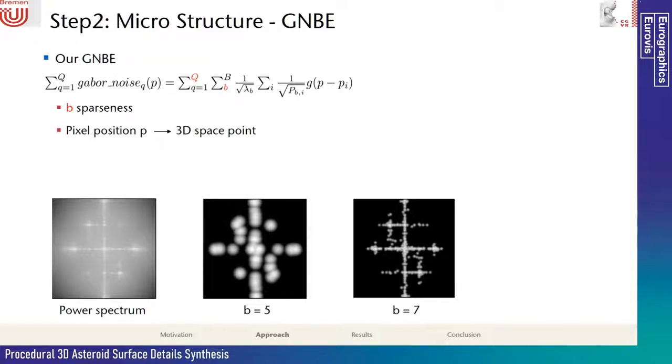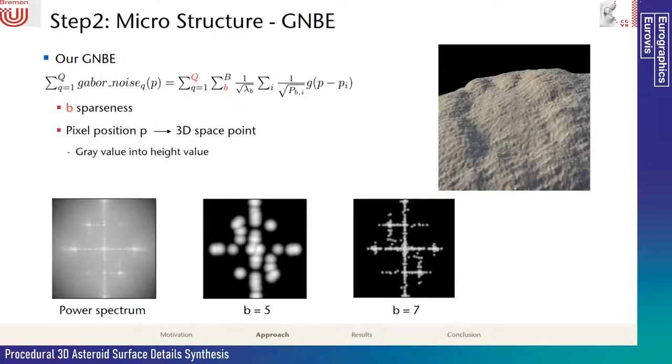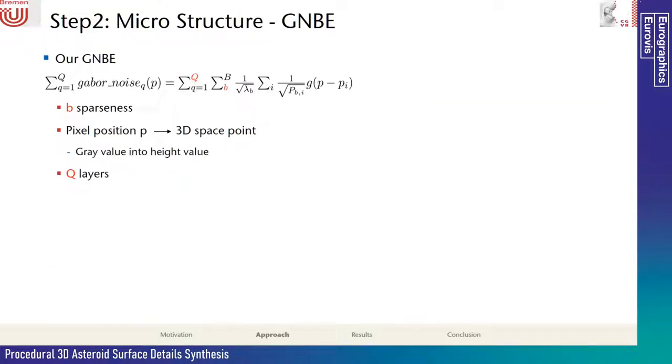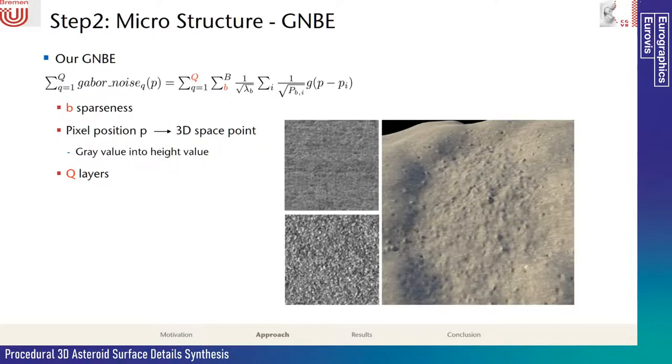And then we can change the pixel positions in 2D space into 3D space points. That means we can change the gray values in 2D space into the height value in 3D space. Then we can generate some terrain patterns on the implicit surface. Also, by mixing different input example textures, we can mix different types of terrain primitives, some tiny micro terrain primitives. Then we can generate more complex terrain and make it more realistic.